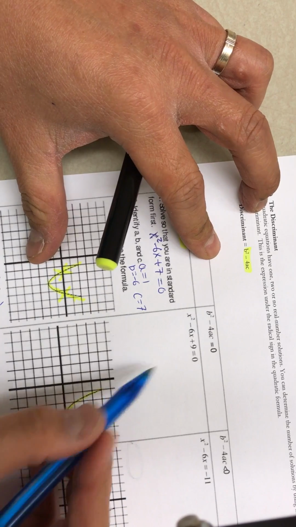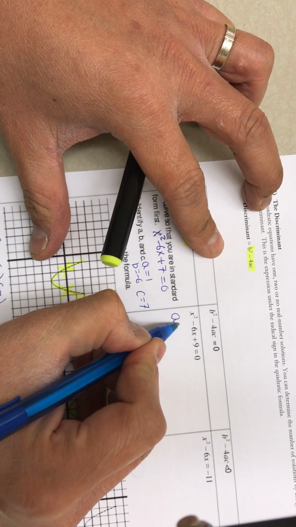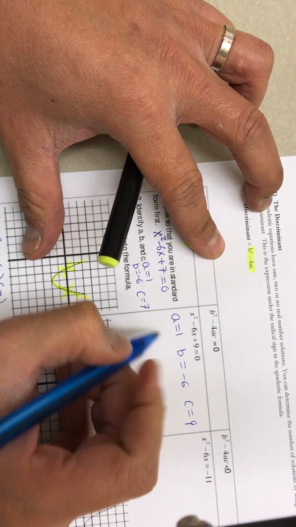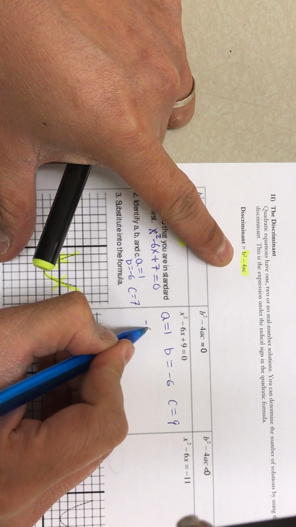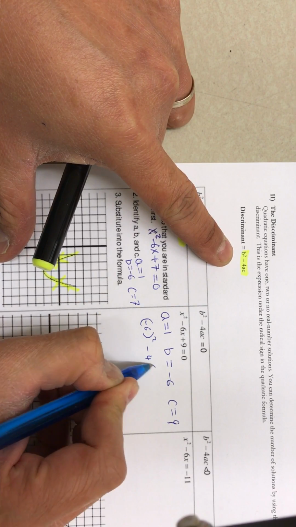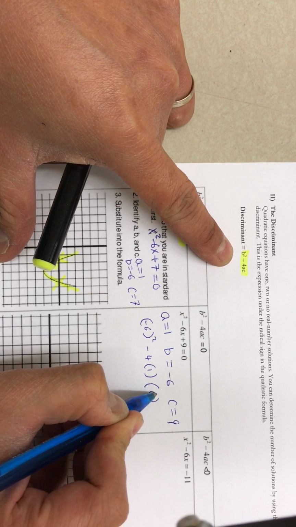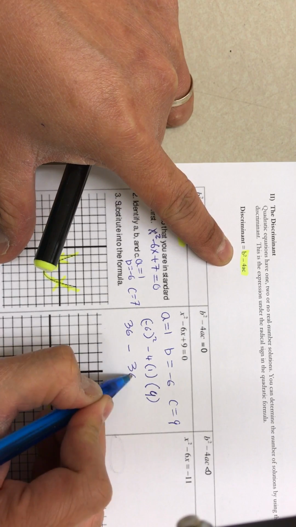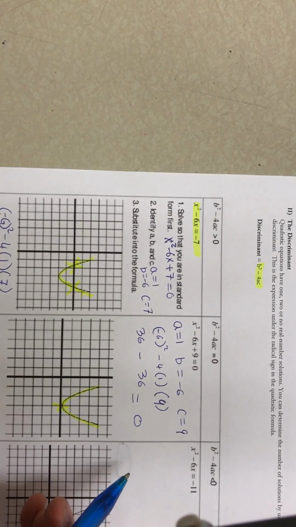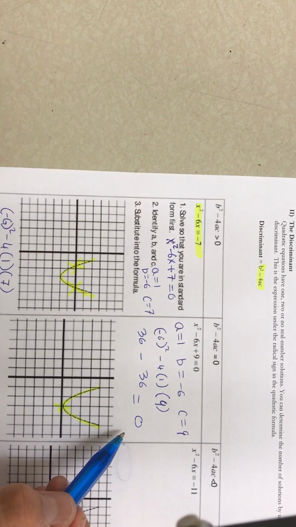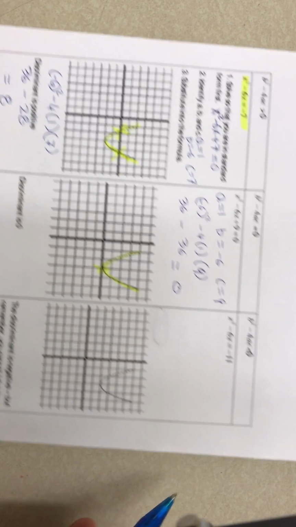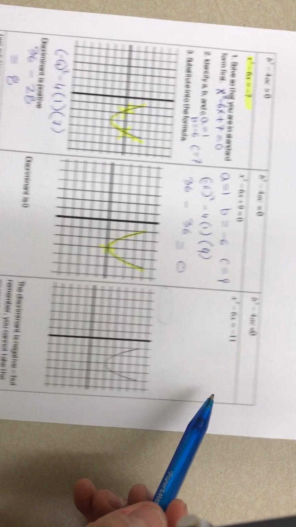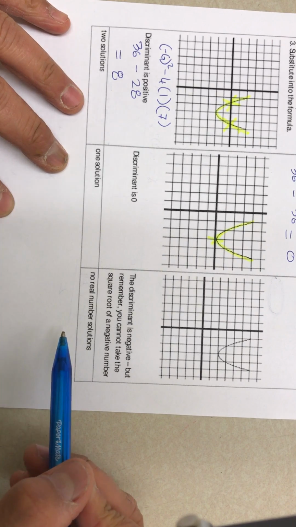How many solutions does this problem have? Well, A equals 1, B equals -6, and C equals 9. B squared minus 4ac is the discriminant. So B squared minus 4ac, 36 minus 9 times 4 is also 36, which equals 0. So when the discriminant equals 0, then the problem has one solution. Okay, one solution. Now when you do the same thing to test out this problem, you're going to realize that the discriminant is going to be a negative number, and therefore the problem has no real solutions.